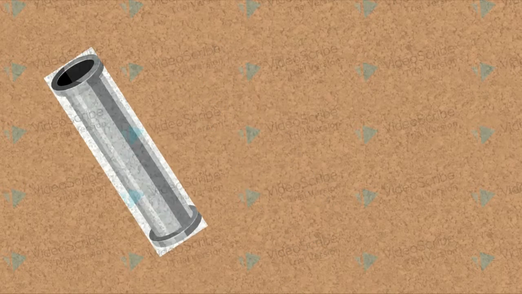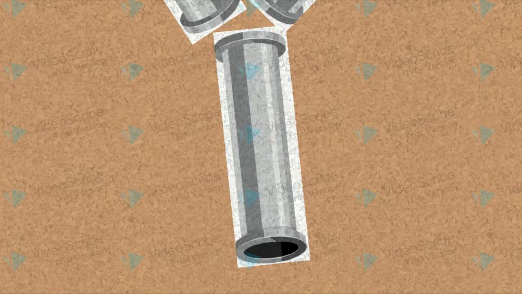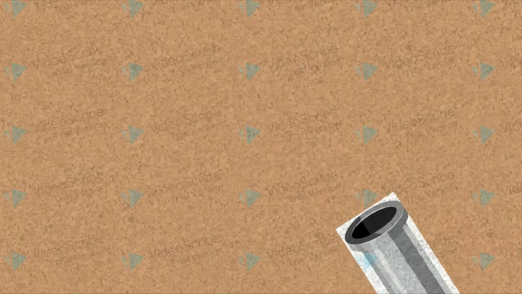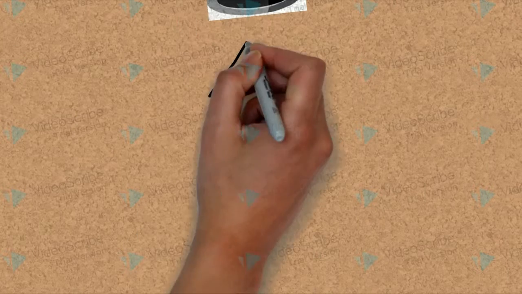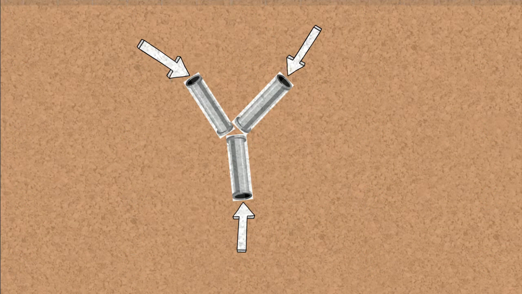A hydraulic analogy is sometimes useful here. For example, consider 3 water pipes joined in a shape of a Y. We define 3 currents as flowing into each of the 3 pipes.